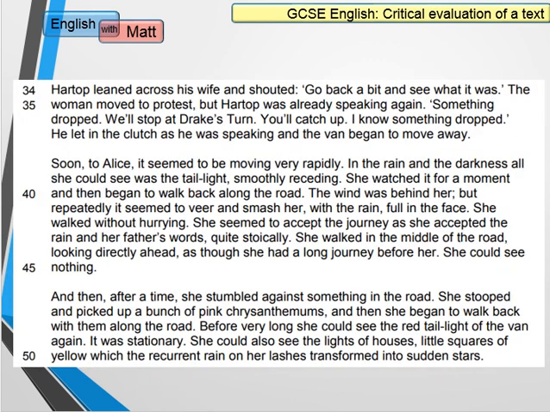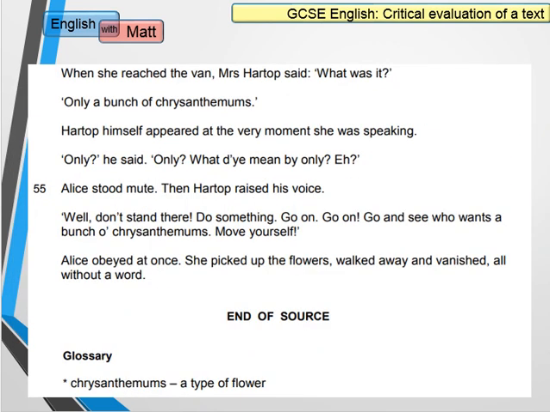So first step, we need to actually find the evidence. So you can pause this video now and do that.